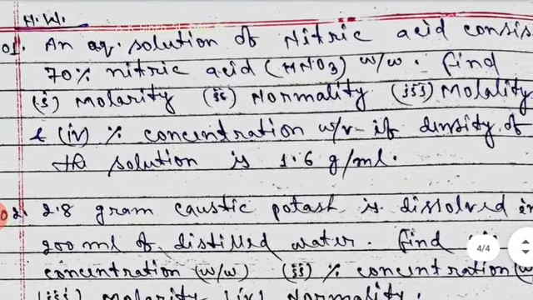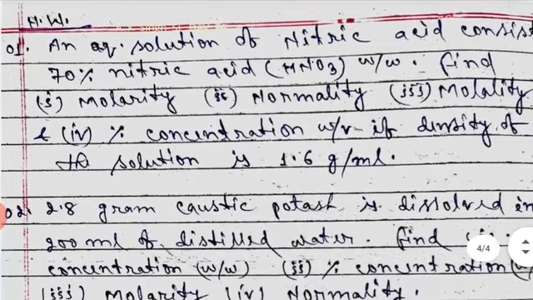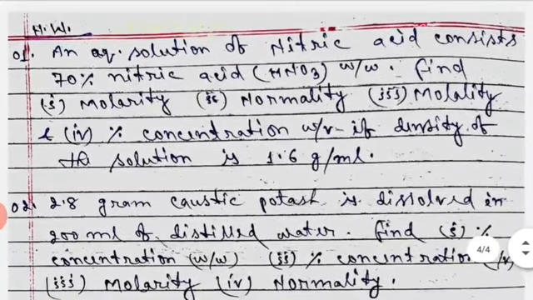Now some homeworks are given here. See the homework. An aqueous solution of nitric acid consists of 70% nitric acid, that is HNO3, W by W. Find number 1 molarity, number 2 normality, third molality, fourth percentage concentration W by V if density is 1.6 gram per ml. It is just like the H2SO4. You can solve it easily.